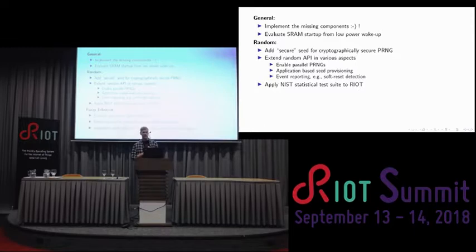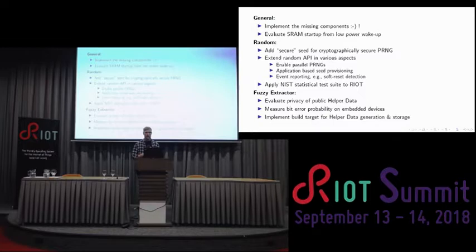Now for the fuzzy extractor, there's also still a lot of work to do. One really important thing is the proper evaluation of the actual privacy of the public helper data piece, which needs to be stored in non-volatile memory. Another interesting thing, which goes more in the direction of measurement, is a measurement of the bit error probability on the embedded devices themselves. And if you remember, we mentioned a bit error probability of around 10 to the power of minus 7. So this might take some time, with some device restarts, in order to actually find a bit error.